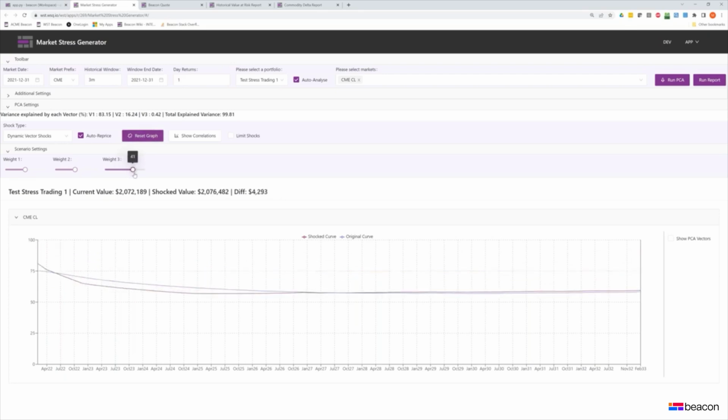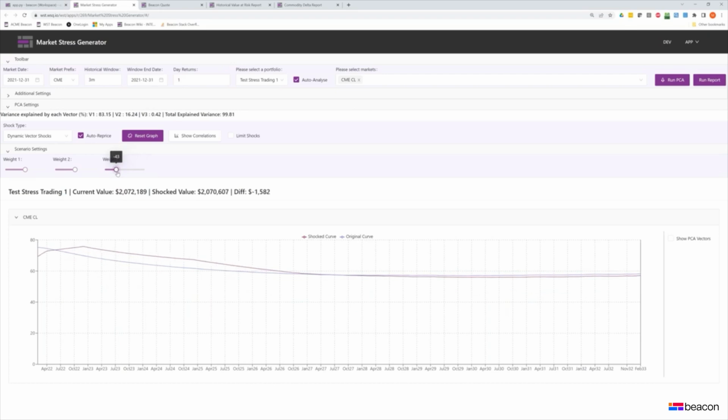So now the third factor, this is like a bow shock. You can see it moves the front end of the curve up, the middle of the curve down, back end of the curve up. Here I'm making some money on a move up in that factor and losing some money down. So I'm, again, long that third factor.